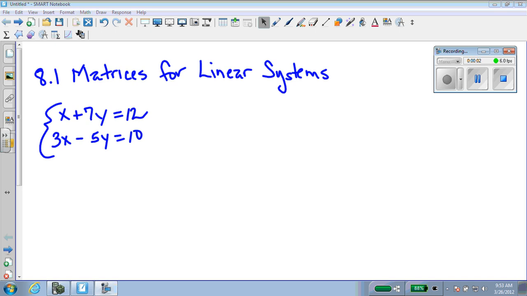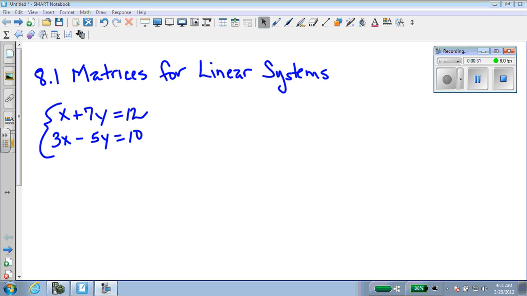Welcome back. When we left for break, we were talking about solving linear systems. We're going to return to solving linear systems. Those are systems that contain only lines, but we're going to show a way to use matrices on our calculator to solve these systems. The first system I've chosen is x plus 7y equals 12 with 3x minus 5y equals 10.